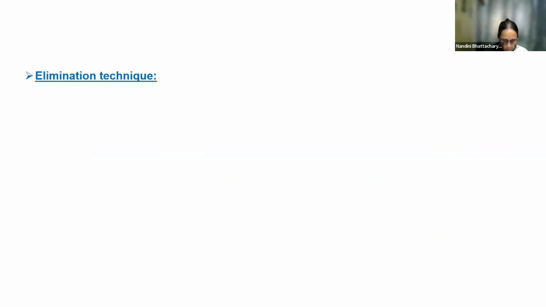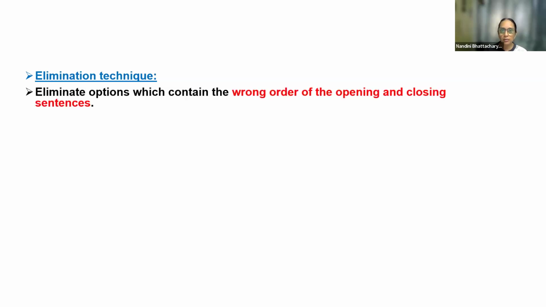So now we come to what can be eliminated. Options which can be eliminated. Obviously, you will be eliminating the ones which are in the wrong order and the ones which have incorrect mandatory pairs. Anything where the opening sentence is not correct, or the closing sentence is not correct, or the mandatory pair that you have come across is not there, you can eliminate.